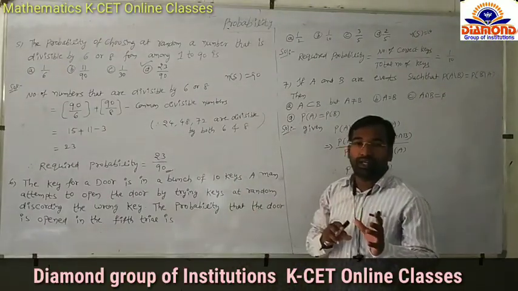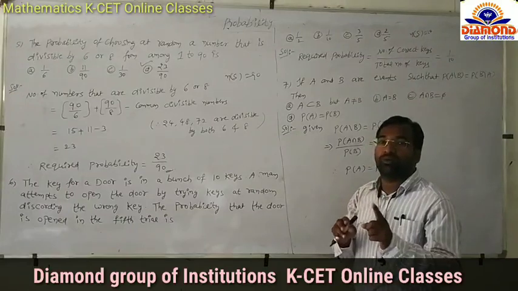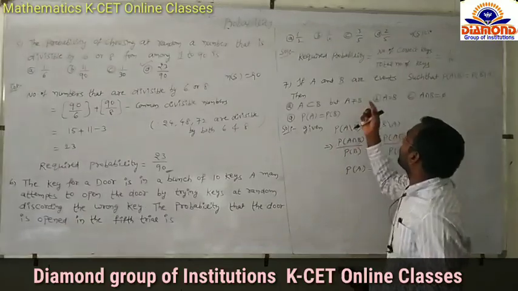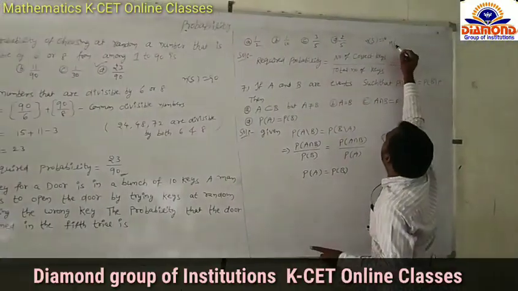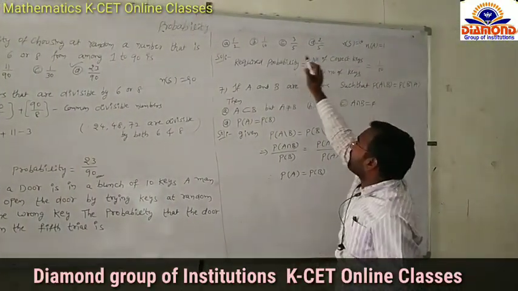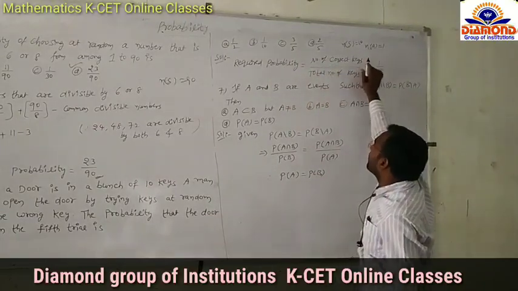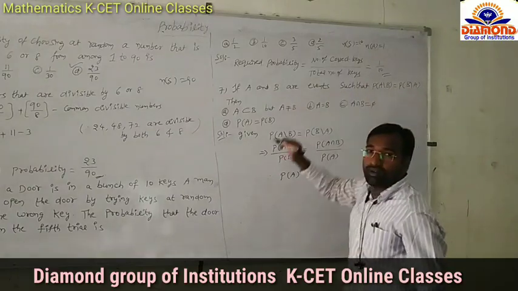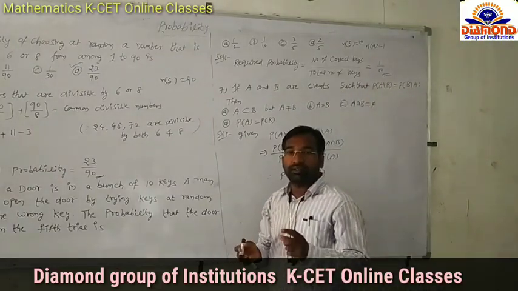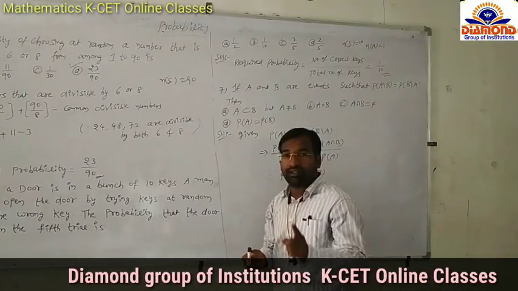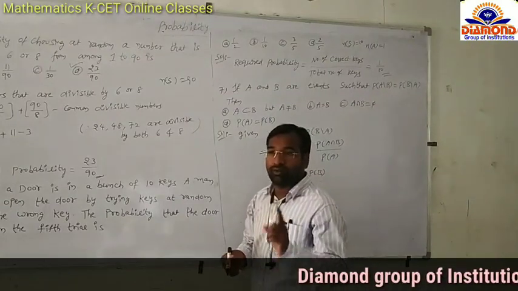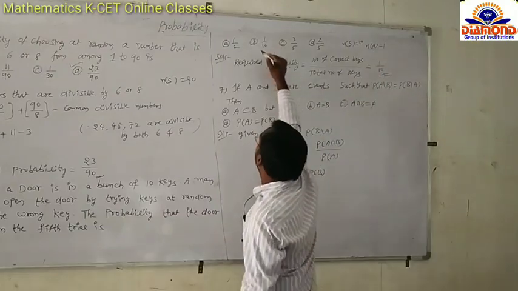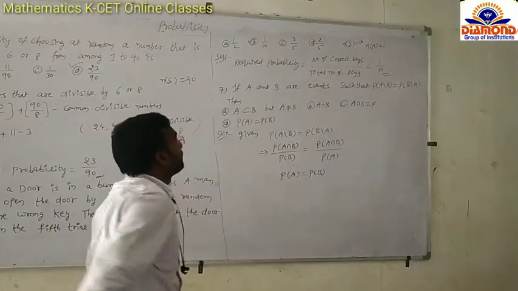So out of 10, only one key is the right key to open the door. That's why the possible outcome is only one. So n of A you can take here only one option. So the required probability is number of correct keys by total number of keys, equal to 1 by 10. So the answer is 1 by 10. So option is B.